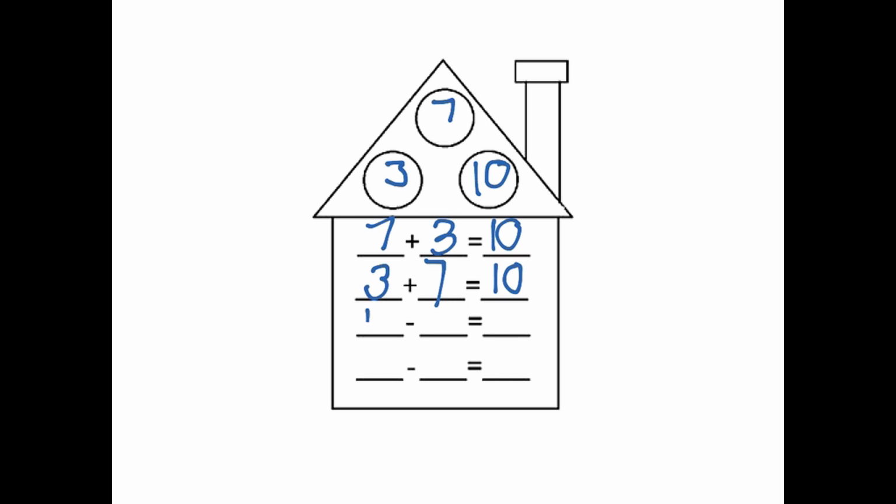Now in subtraction, we'll start with the sum, but we can subtract either number first. Let's start with 7. The child would know that 10 minus 7 leaves the family member of 3. And now if we did 10 minus 3, we would know that 7 is also left.